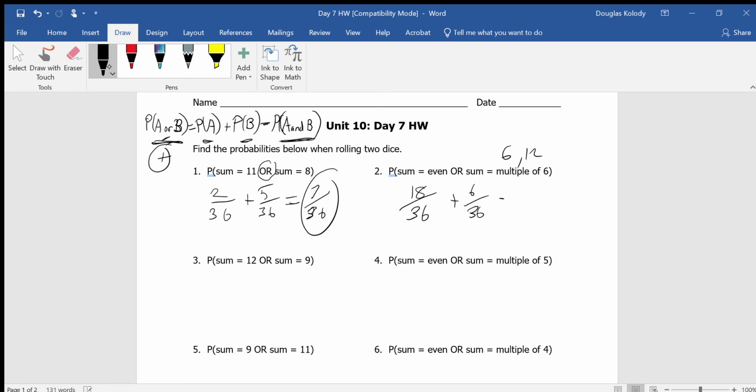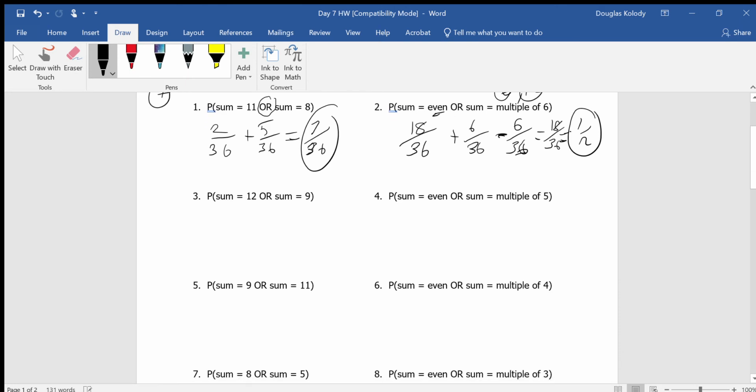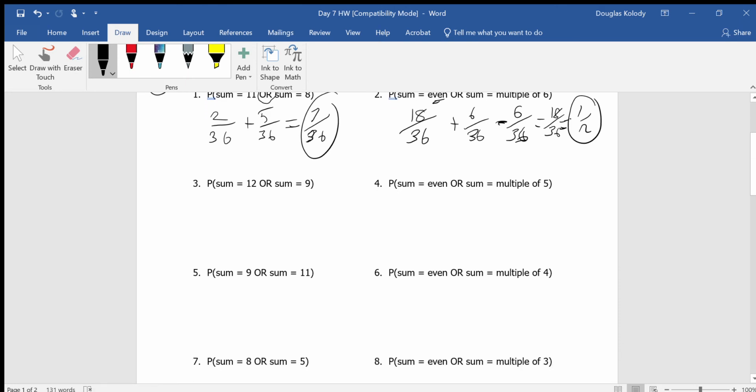Minus anything we may have counted twice. Well, hold on. 6 and 12 are both even numbers, so we counted both of them in both groups. So it's redundant, but we're going to subtract away the 6 out of 36 that we just counted up, and we'll be left with 18 out of 36, which is 1/2. Done and done.